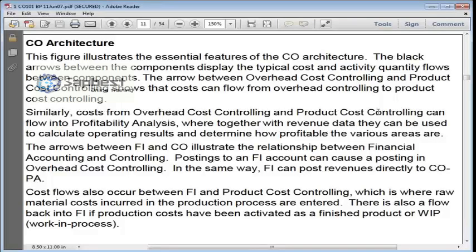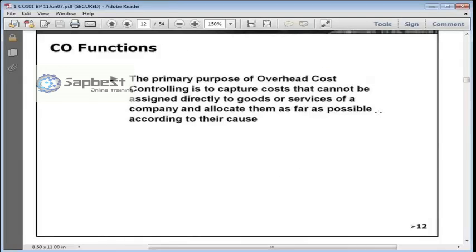Costing, errors between relation to noise, you work at product costing, the same thing we talked about. Okay. The purpose of the overhead costing is to capture costs that cannot be assigned directly to goods or services of a company. Okay. And anything is called the overhead cost. And allocate them as far as possible according to their cost. Allocation means who does this belong to. That's called allocation.